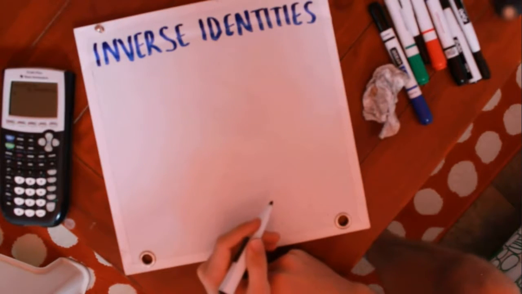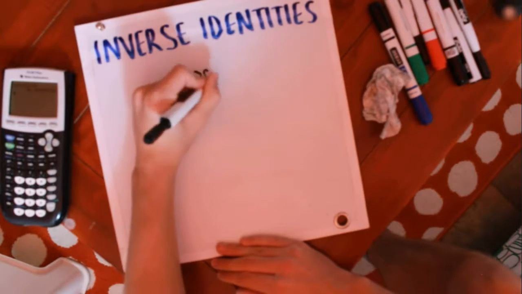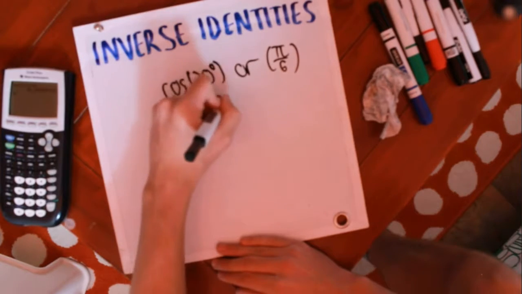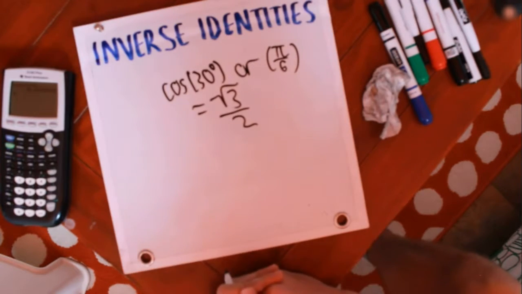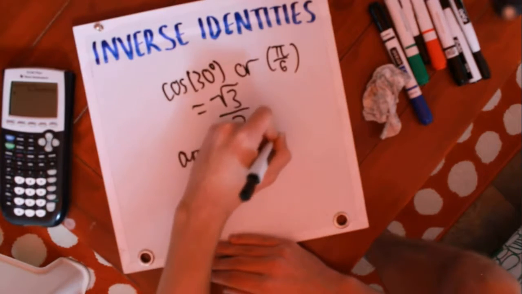That applies to all values of the ratios, not just angles and leg lengths. For example, as we covered last time, the cosine of a 30-degree angle, or of pi over 6 radians, is root 3 over 2. That means that the arccosine of root 3 over 2 is 30 if you're measuring in degrees, or pi over 6 if you're measuring in radians.